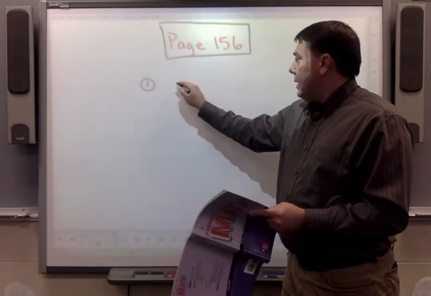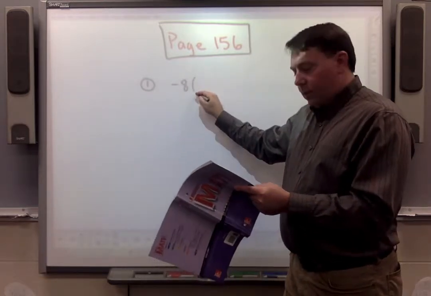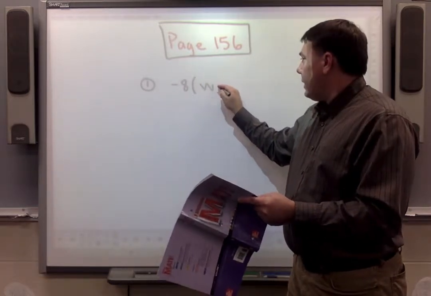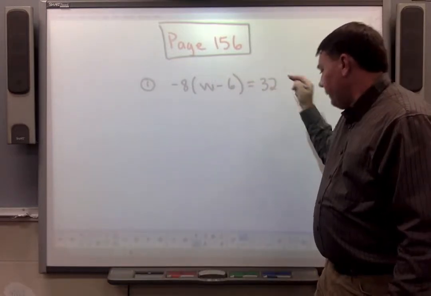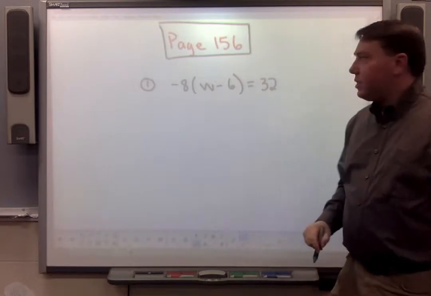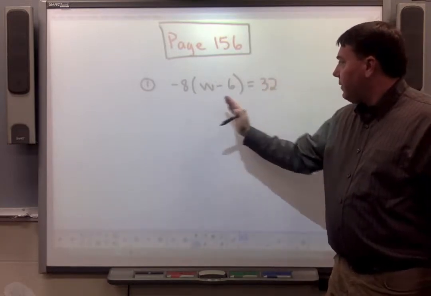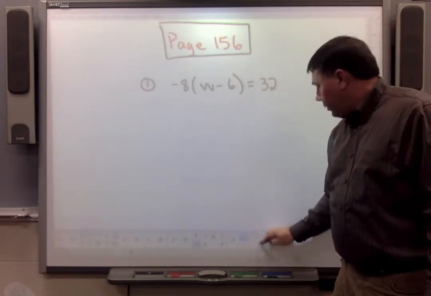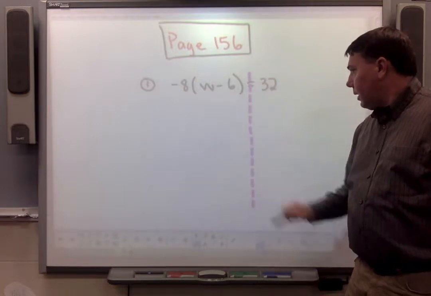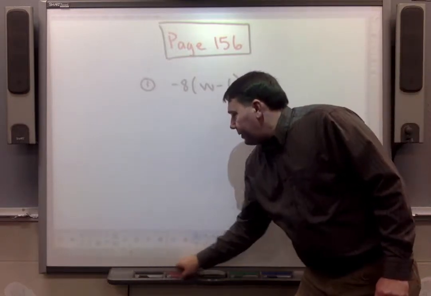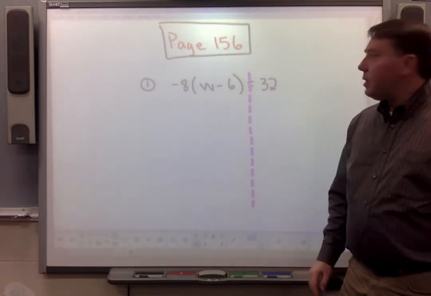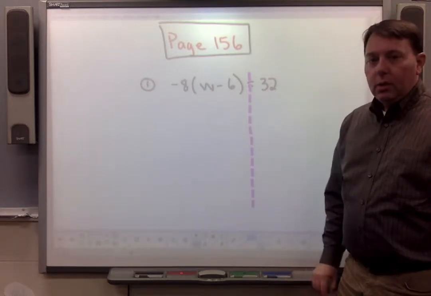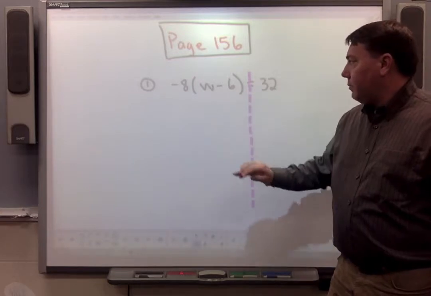Number 1, negative 8 times the quantity W minus 6 equals 32. Okay, one thing that helps us is to look at the equation from the left side and the right side. So if we draw a line there, we'll notice that on the left side there's a set of parentheses. And anytime that you see parentheses in an equation, you want to eliminate them first.